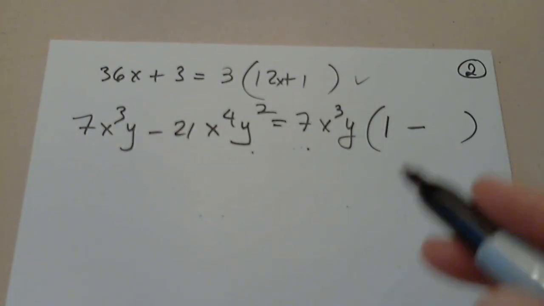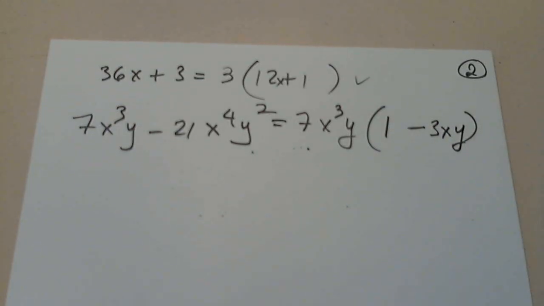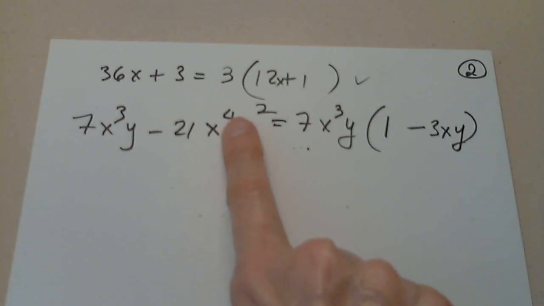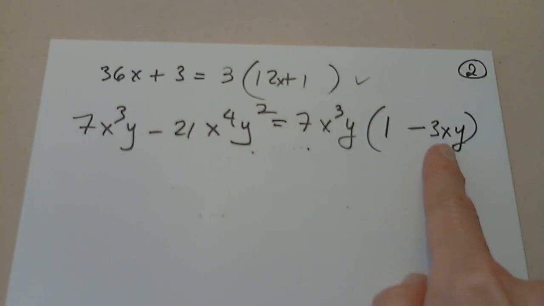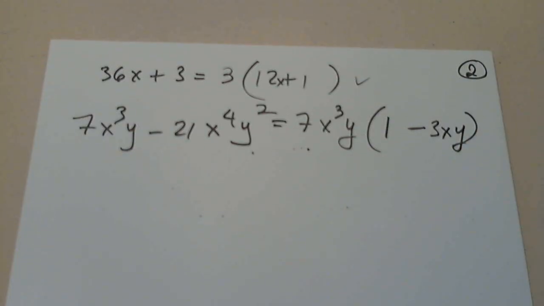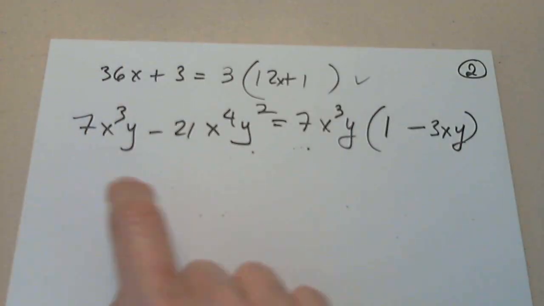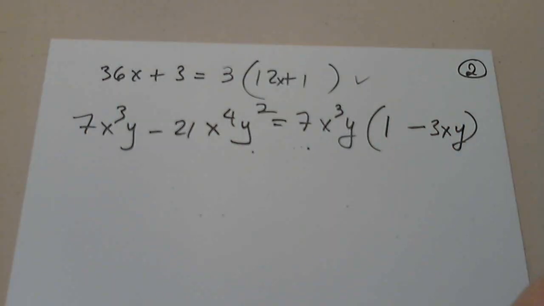Minus 3. Yes. X to the first, y to the first. Yes. So from power 4, we took 3 out, so power 1 is left. From power 2, we took out 1, so obviously there is 1 left. Again, it takes 2 seconds to verify. This times this is this. Exponent rules. This times this. Negative 21. Copy the base, add the exponents. Copy the base, add the exponents. Good. Any questions?